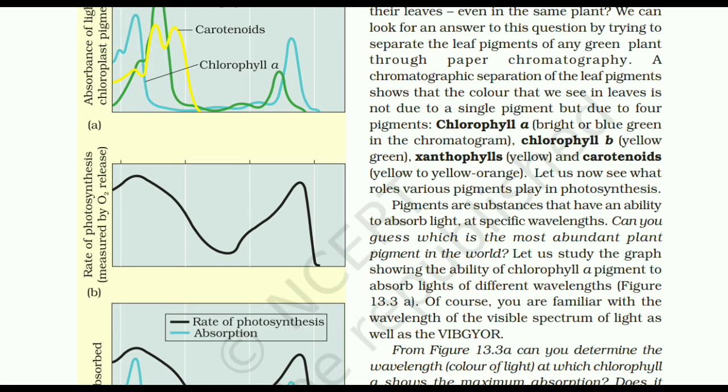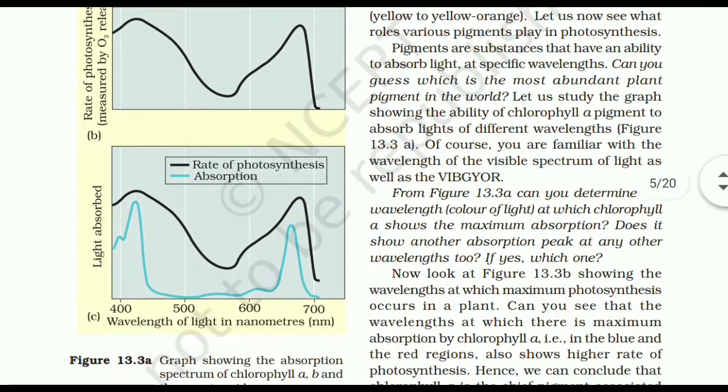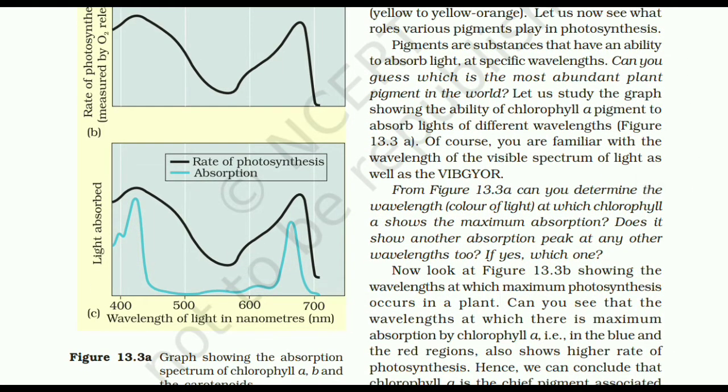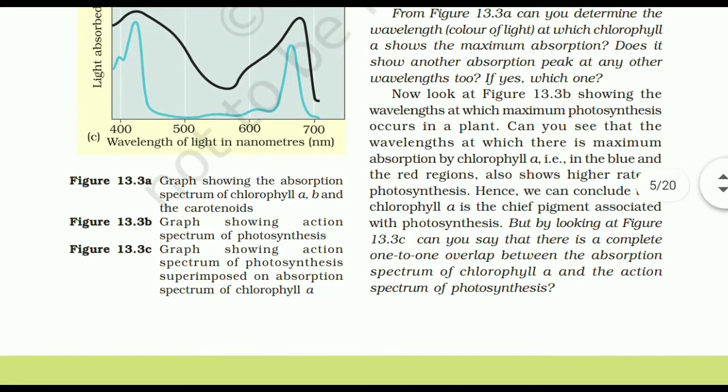Can you guess which is the most abundant plant pigment in the world? Well, that's chlorophyll A. Let us study the graph showing the ability of chlorophyll A pigment to absorb light of different wavelengths. Of course, you are familiar with the wavelengths of the visible spectrum of light as well as the VIBGYOR. From figure 13.3a, you can determine the wavelength of light at which chlorophyll shows the maximum absorption. Does it show any other absorption peak at any other wavelengths too?